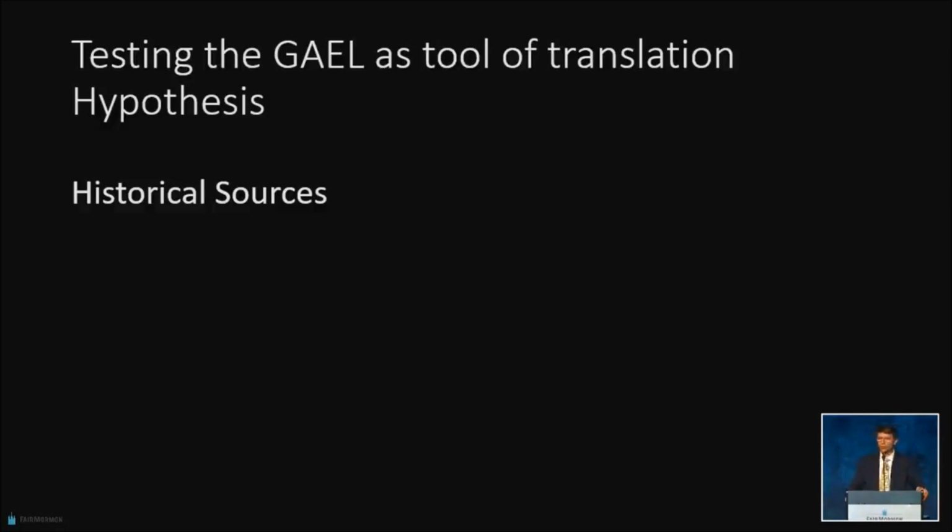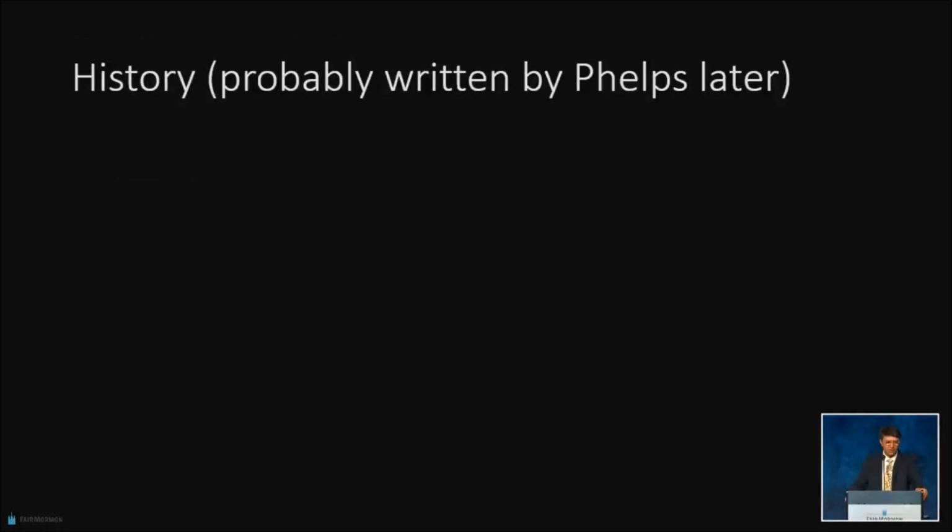What do the historical sources tell us about the translation and how it happened? So, we're going to look at what was an official history of the church, not what will become, but was an official history of the church. And the entries we're going to look at were probably written by W. W. Phelps and probably written later, but still, Phelps was an eyewitness. He was there when all of this was happening and was very much a part of the process.